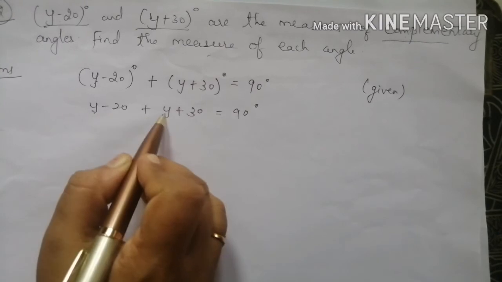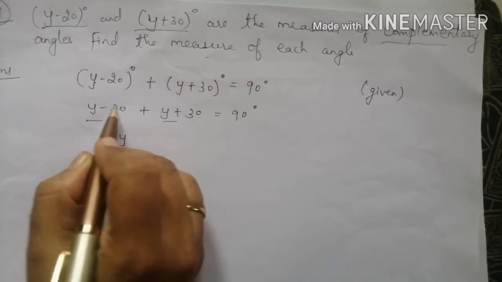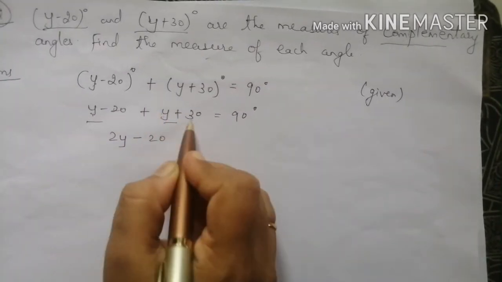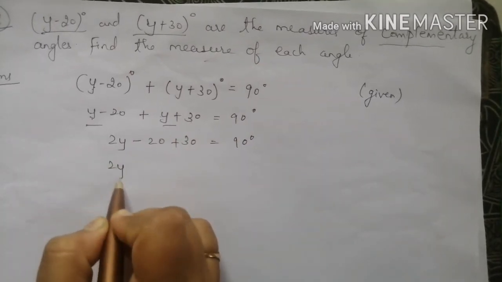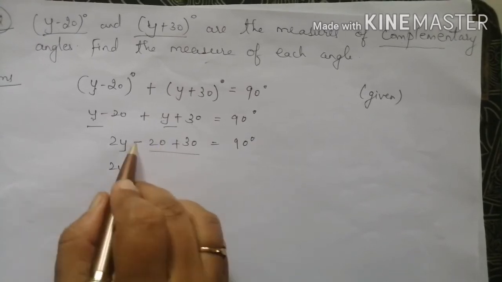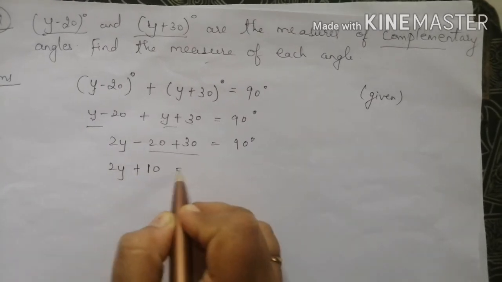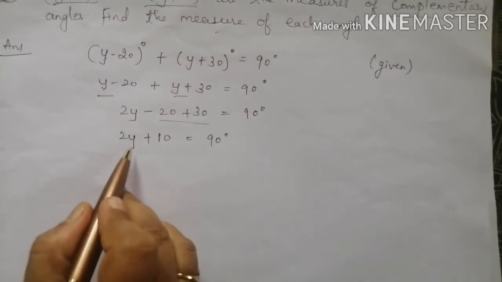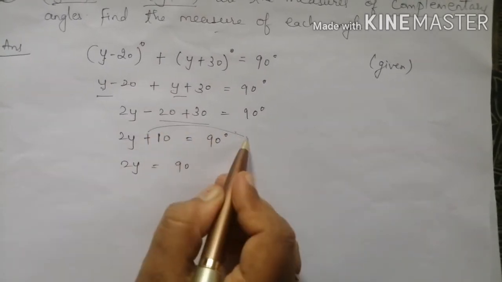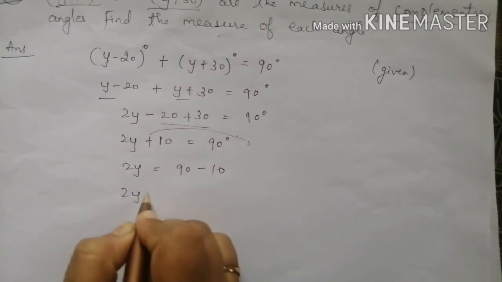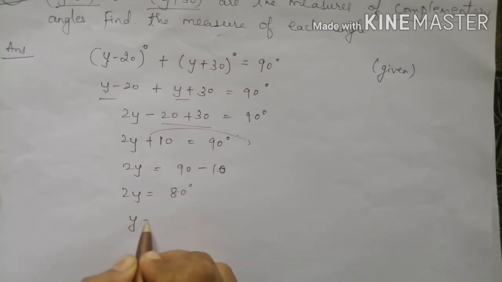Now what you have to do is take the variables y together. So y plus y will be 2y, and these numbers I will take together. Minus 20 plus 30 is equal to 90 degree. Now 2y minus 20 plus 30, children. Minus plus minus is minus. So 30 minus 20 is 10, and the sign of the greater number is plus, is equal to 90 degree. We have to find the value of this y. So 2y I will keep on the left. 90 degree, plus 10 will go this side and become minus 10. So 2y is equal to 90 minus 10, which is 80 degree. So now I can get y's value from 80.